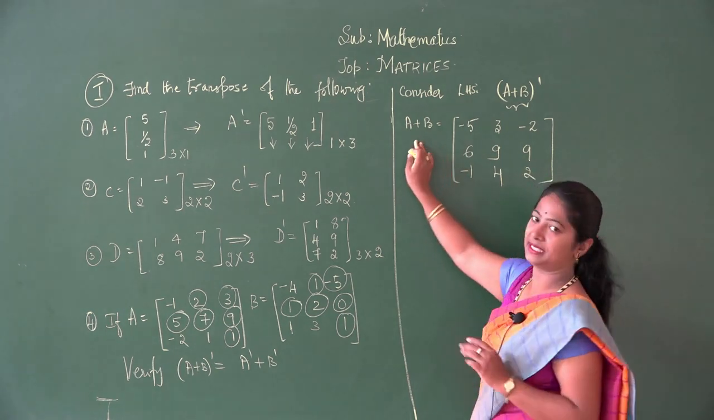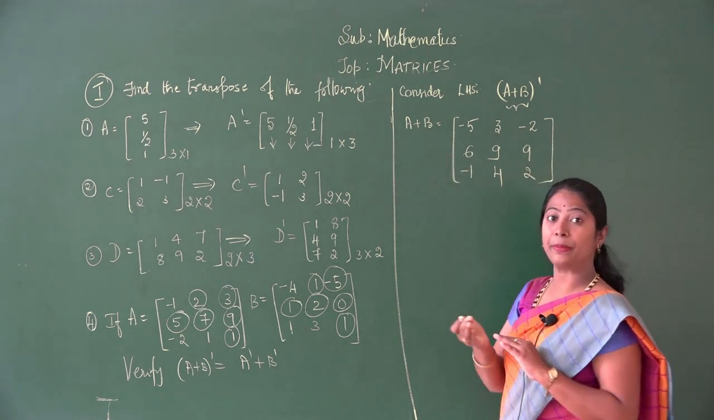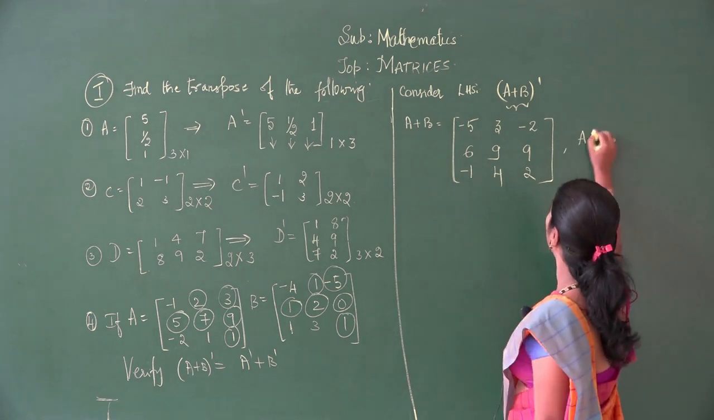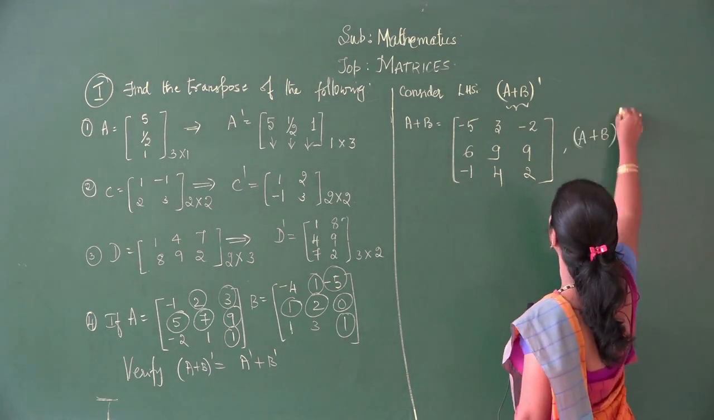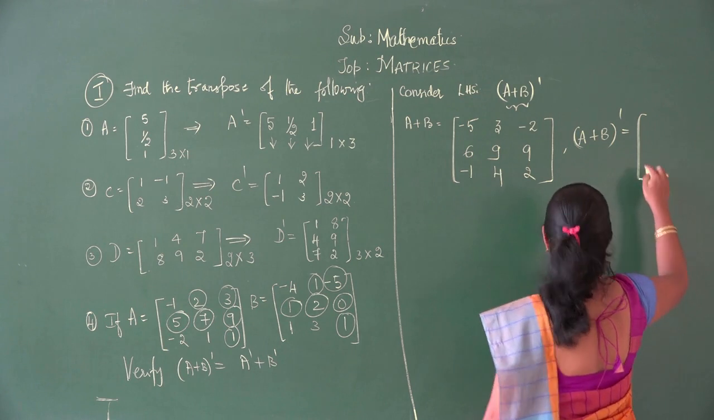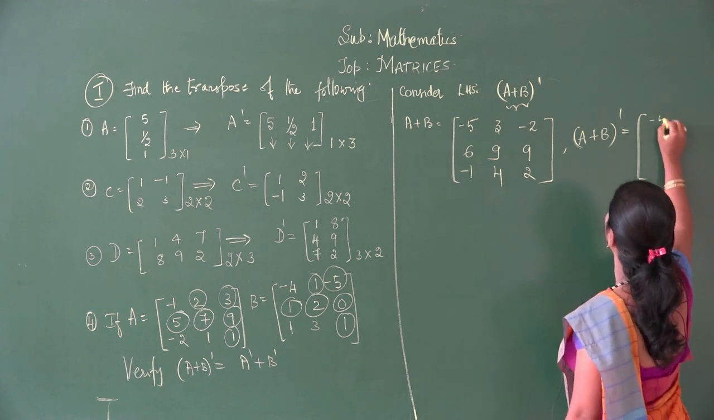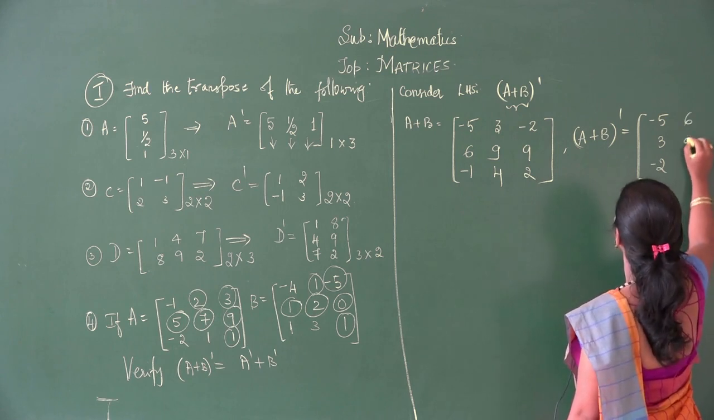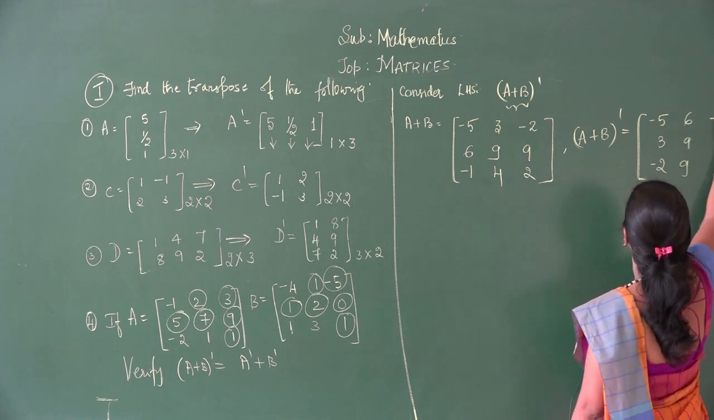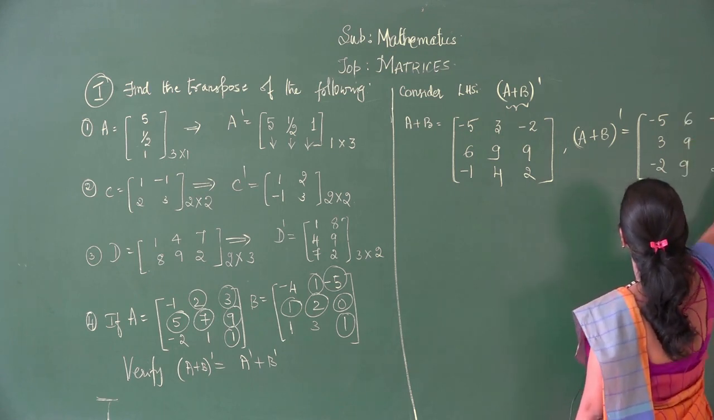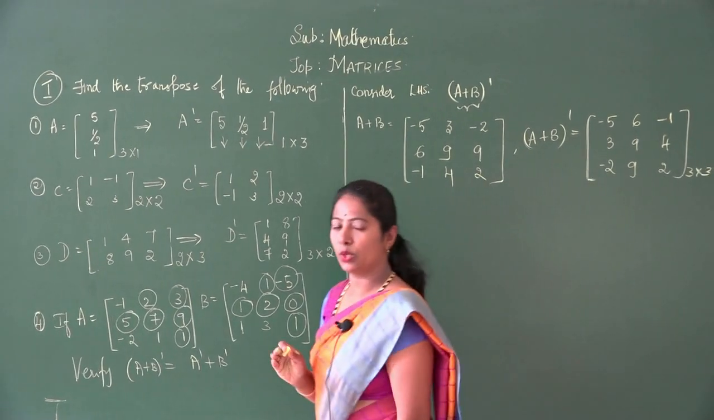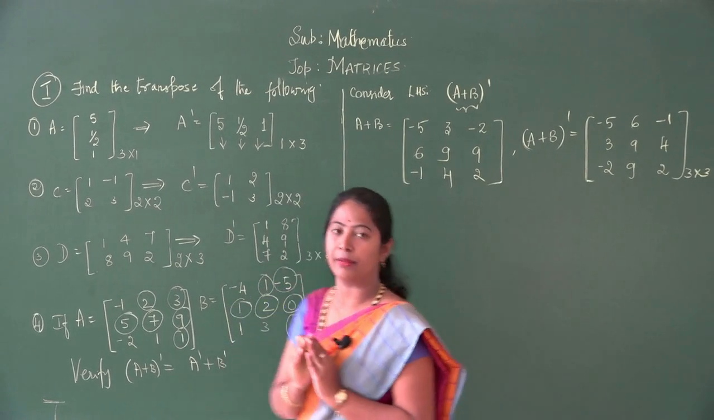This is A plus B. How do you transpose A plus B? By interchanging rows into columns. Therefore, what is (A plus B) whole dash now? Rows are interchanged into columns. It can be written as minus 5, 3, minus 2, 6, 9, 9, minus 1, 4, 2, which is of order 3 cross 3. This is all about the LHS of the given matrix.